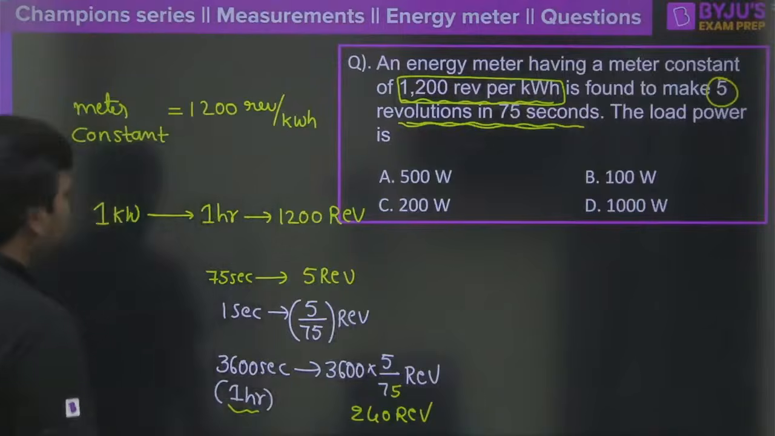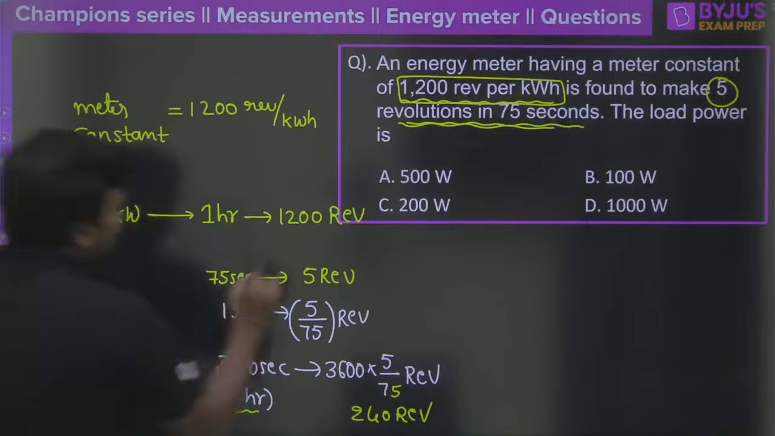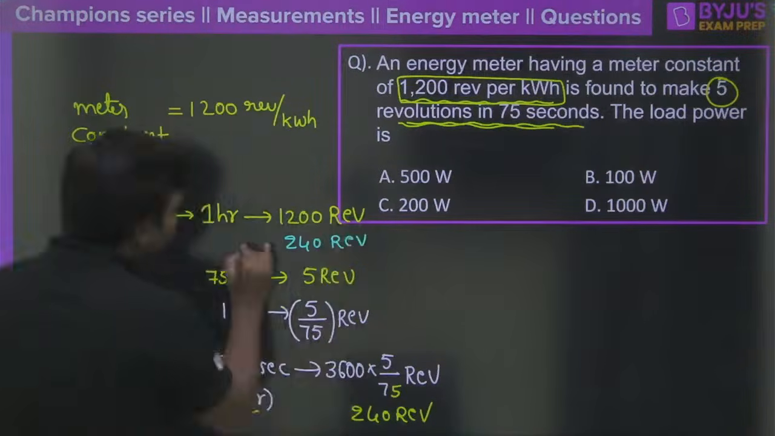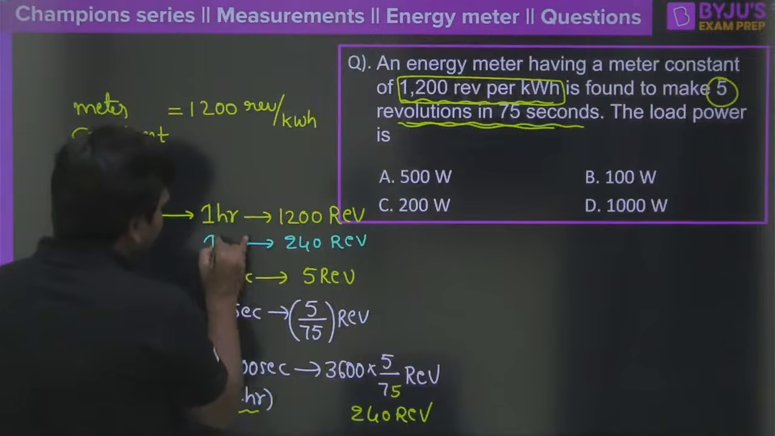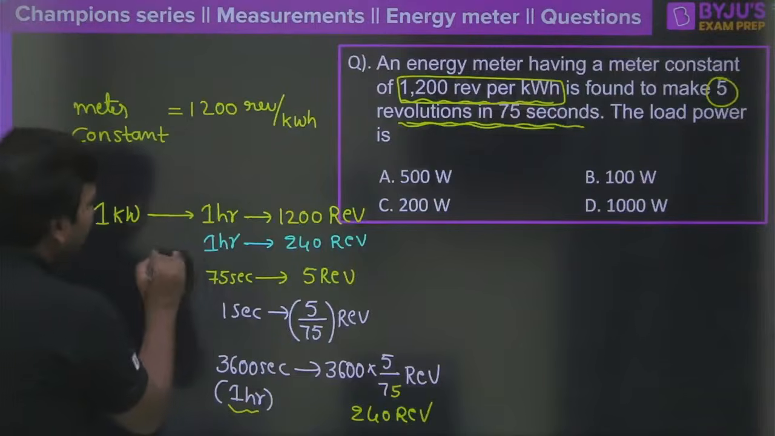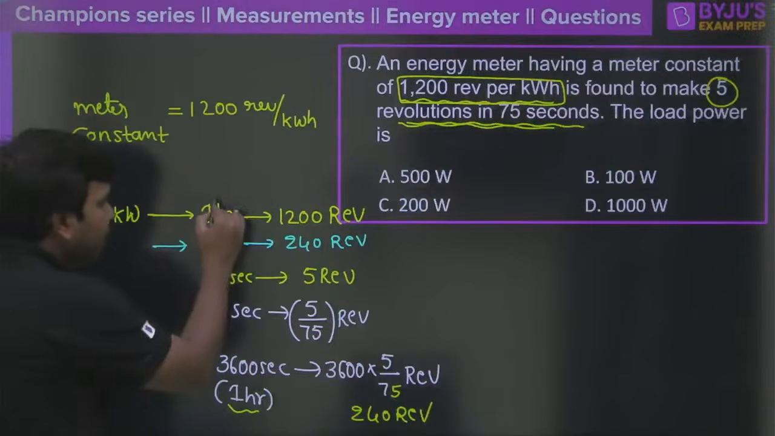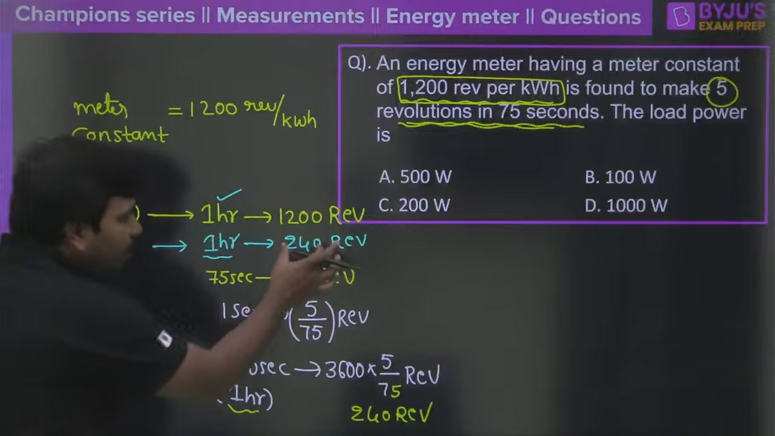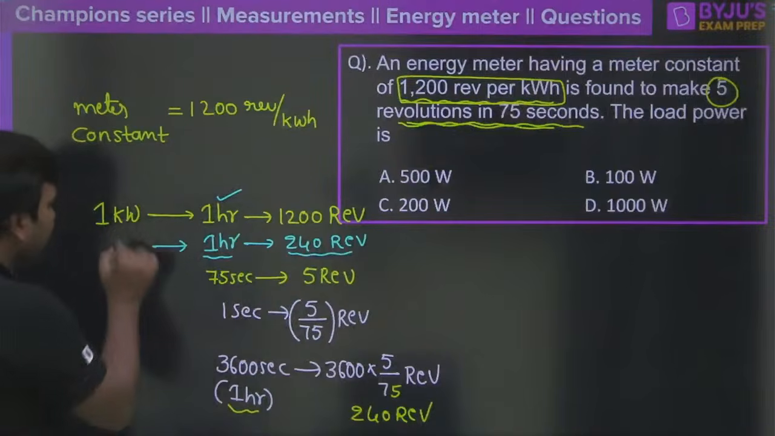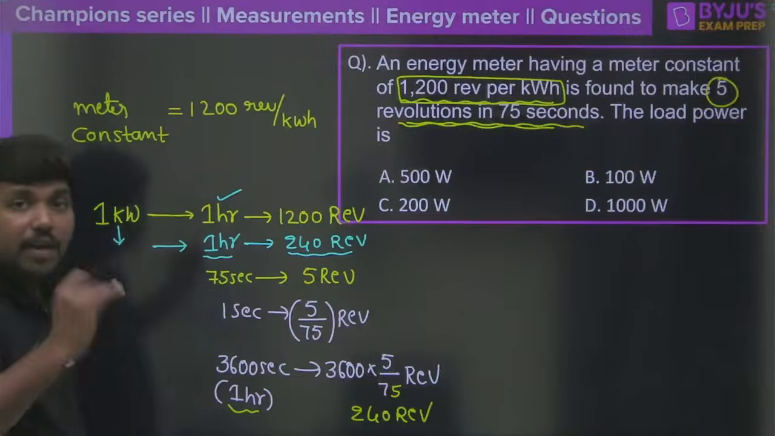So conveniently, what should I write here? Now look at the data which is given to you. That is very important. 240 revolutions it is able to do in 1 hour time. Clear? If it is making like this, what does it mean? How much power should be there? The time remains the same, like the original constant of 1 hour. But revolutions are decreasing. If the revolutions are decreasing, it means the power which is consumed here is reducing.